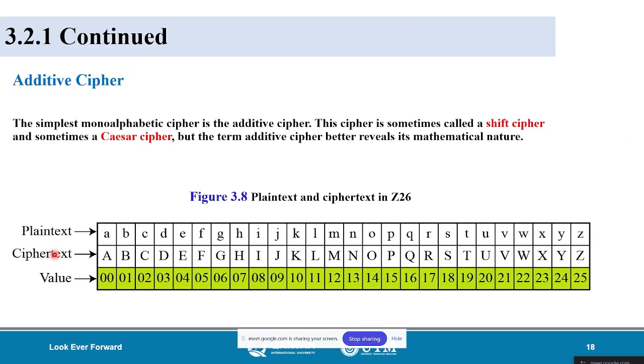That's why I said that the ciphertext is not correct. Now A is 0, Z is 25, and you should know this. Actually, it's not that hard, is it?